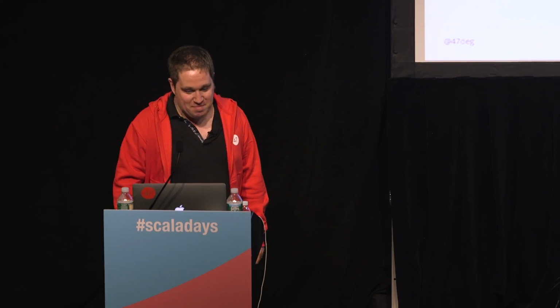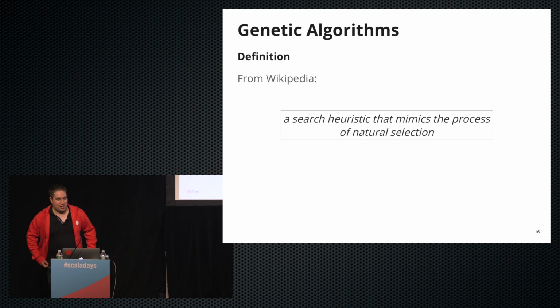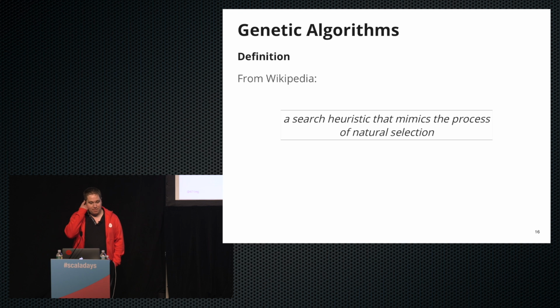Okay. Right, so I'm going to make a proposal here, that I believe that implementing a genetic algorithm is actually a great opportunity to show how type classes work. Okay, so let's talk a little bit about what a genetic algorithm is. So if we look at what Wikipedia says, it's a search heuristic that mimics the process of natural selection. So what does this actually mean?